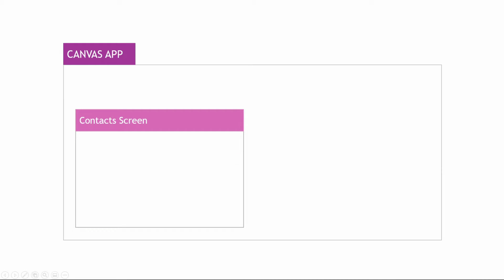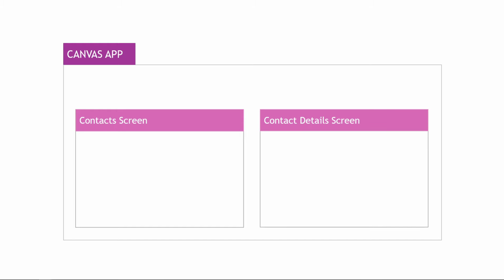Here's what we're currently working with. In the Canvas app, we have two different screens. The Contacts screen has a gallery control that displays a list of our contacts. And then the second screen, Contact Details, has the form on it that displays all of the fields and the details for that particular contact. What we need to do is pass the data between these two screens. How do you do that?